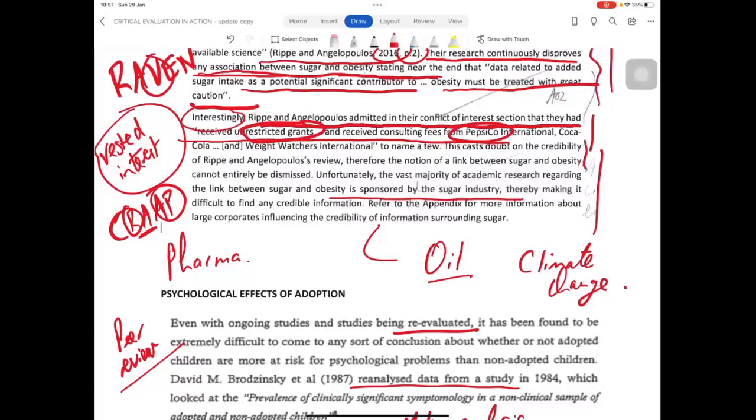So this is a very good example of a student who's done some detective work and has found that often the research is sponsored by the sugar industry. And that, of course, calls into question the credibility, the objectivity of this source.